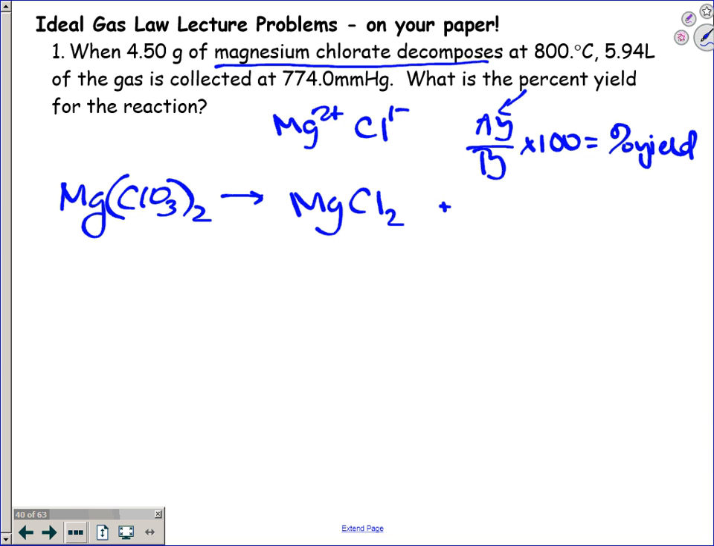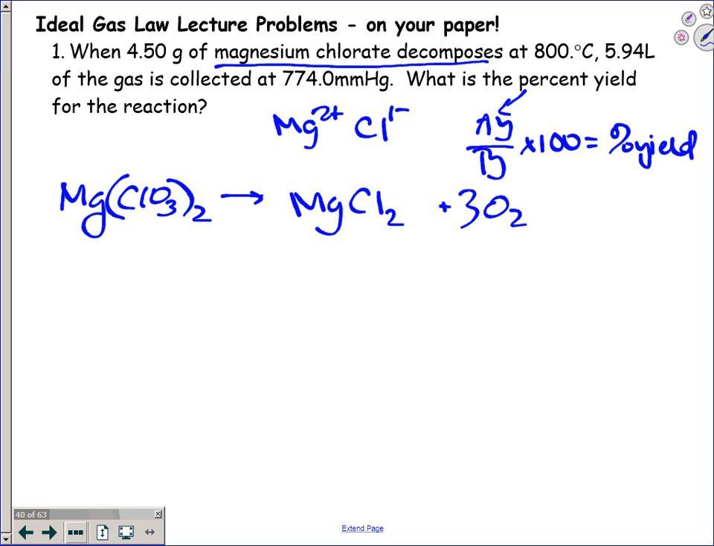O2. Good, so we have to make a gas. If not, we're not going to ever be able to plug into the ideal gas law. Parker, balance that. No, you need to put 3 in front of the O2. Very good. Good job, Parker. Everything else is balanced.